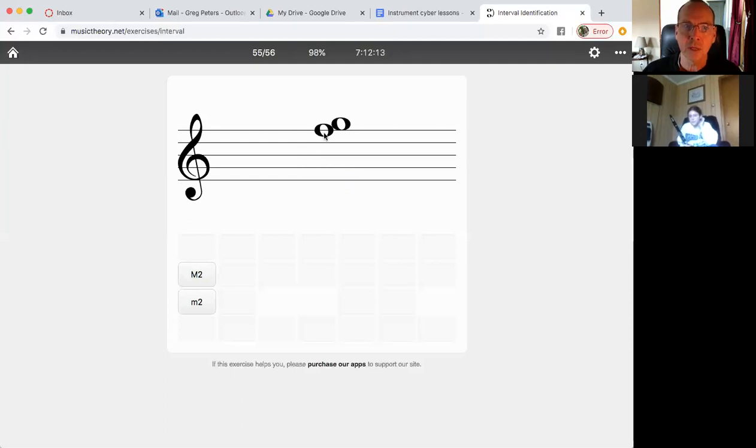Name the notes for me. Every good boy does fine. An F to a G. Correct. And major second. Yes, because it's not a B to a C, which is a half step, or an E to an F, which is a half step. All others are whole steps. F to G, whole step, major second. You were correct.